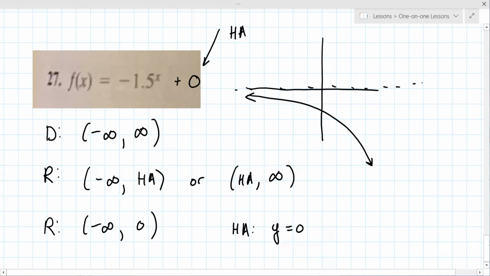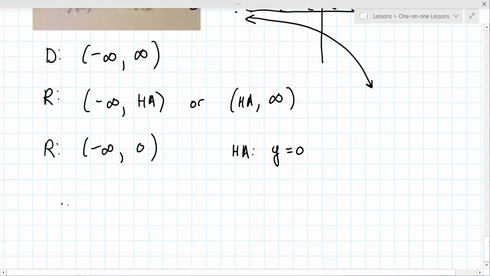All right. Now, is it increasing or decreasing? I think this one looks like it's decreasing, right? It is decreasing. So it's going down, down to the right. Yep. You got it.